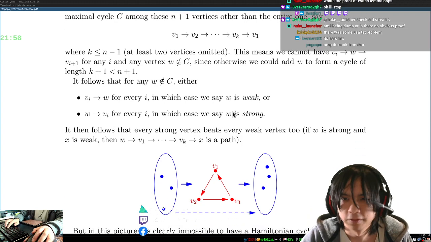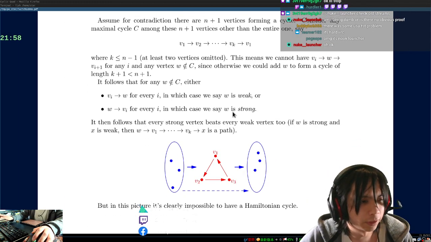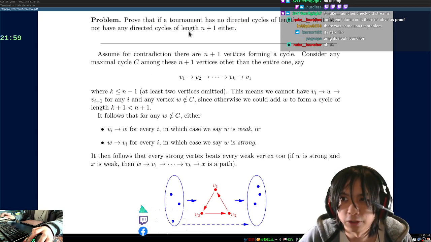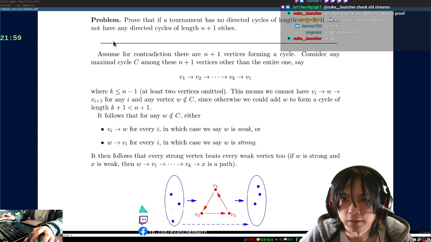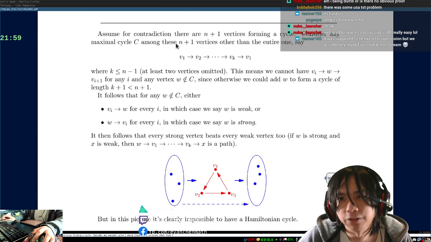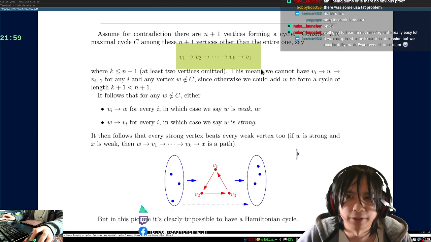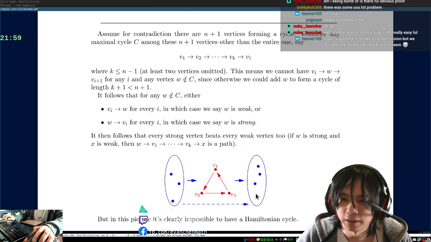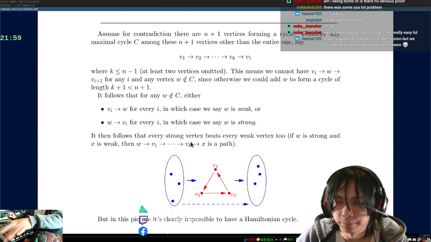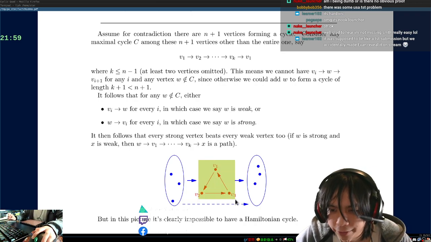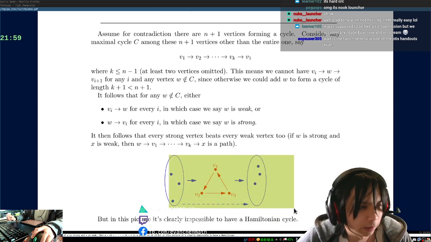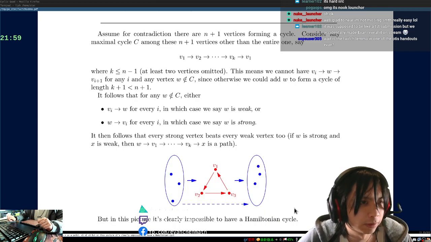What you do is you take a maximum, so we'll prove that if there's an n plus one cycle, there's an n cycle. And what you do is you take a maximal proper cycle. And if there's more than n minus one, then you can classify them, then in your maximal cycle, everything's either above it or below it. And so you get a picture that looks like this, but in this picture, you can't have a Hamiltonian cycle.